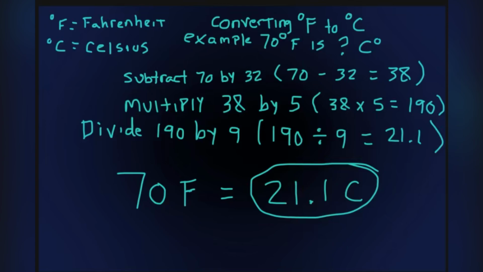Temperature is measured in either Fahrenheit or Celsius, and here's the equation to convert Fahrenheit to Celsius. Let's say it's 70 degrees. First, you subtract 32 from the temperature in Fahrenheit, which gives 38. Then multiply that by 5, which turns out to be 190. Then divide 190 by 9, and you get 21.1. So 70 degrees Fahrenheit equals 21.1 Celsius.